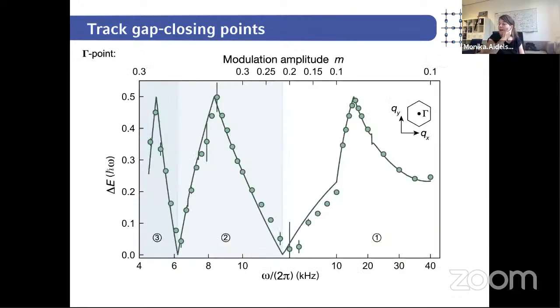So here you see the energy gap measurements to first pinpoint where the topological phase transition happens. And for this, we use the Stückelberg oscillations, or this interferometry technique that I've explained before.